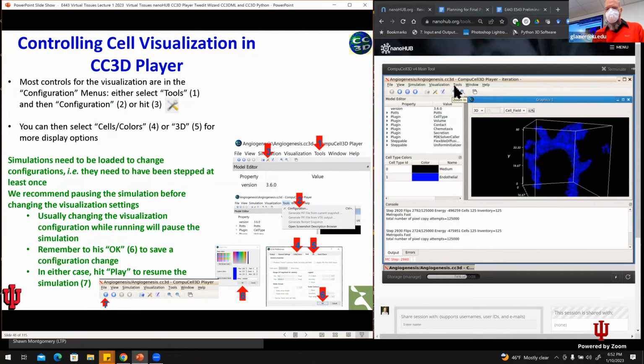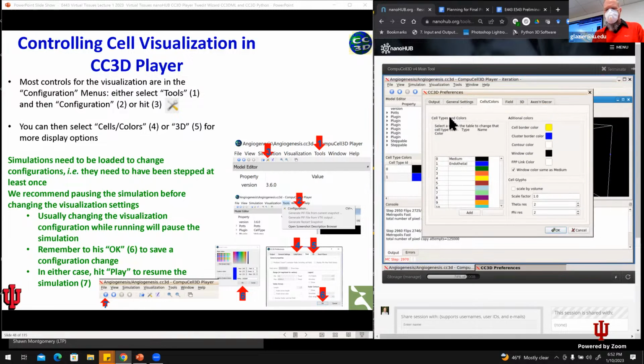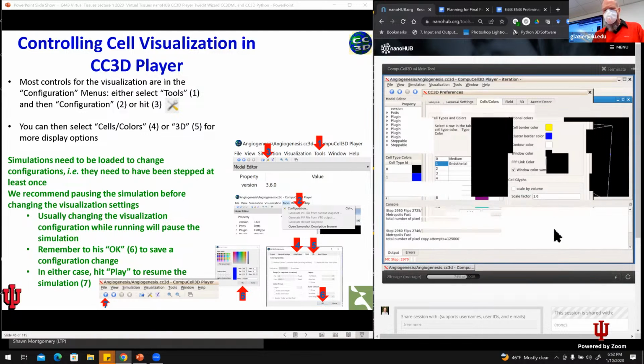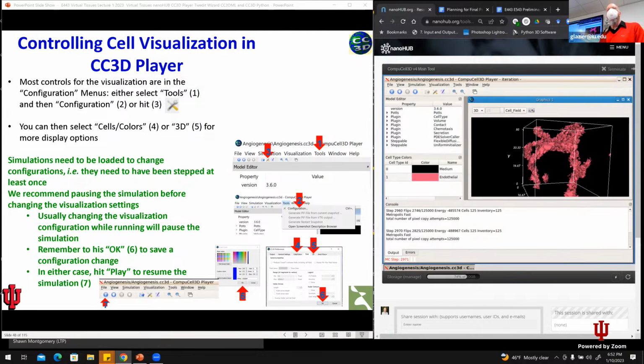Everybody can try changing the cell colors. Go to cell colors. I'll make the cells here endothelial cells. I'm going to make them red. That's not a big deal, but if you have 15 different kinds of cells, it's nice to be able to control what the color is. You can also control the boundary color between cells, which may be useful. Does everybody have that working all right?